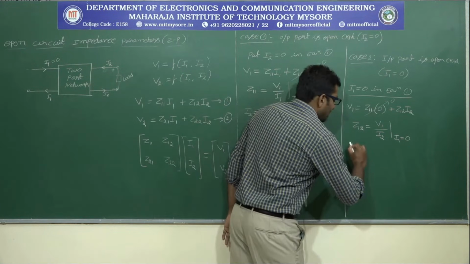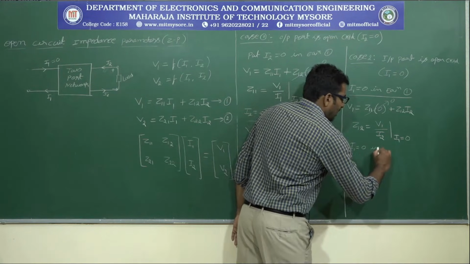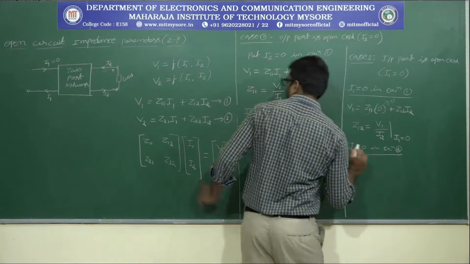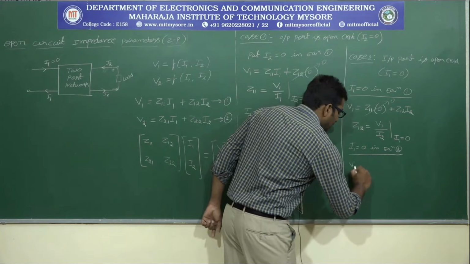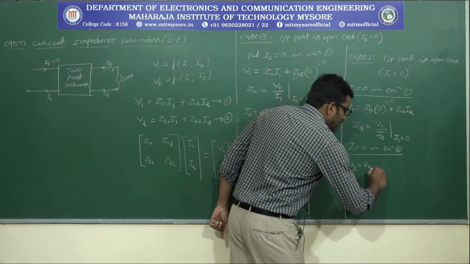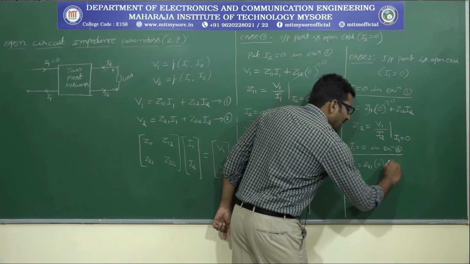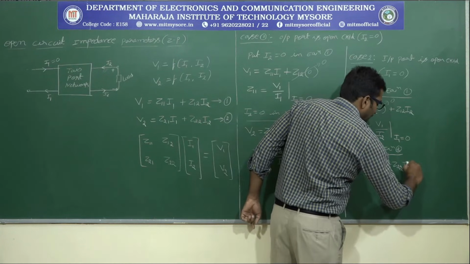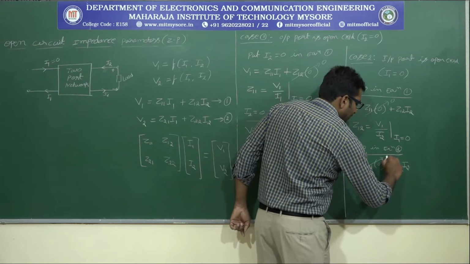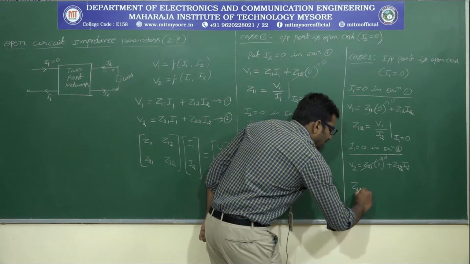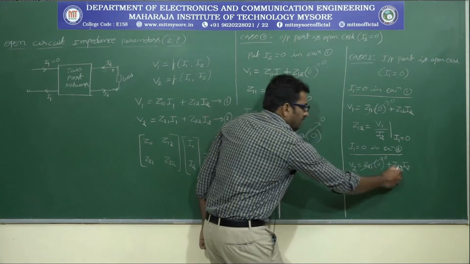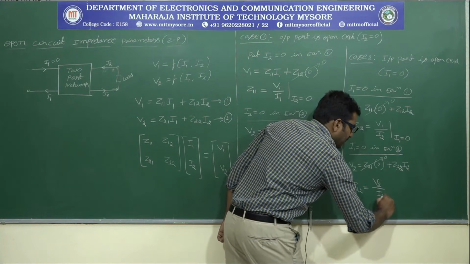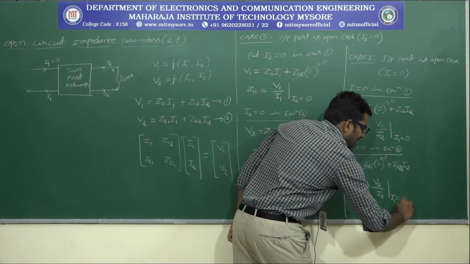Similarly, just consider I1 is equal to 0 in equation 2. What is the equation 2? V2 is equal to Z21 into I1, which means 0, plus Z22 into I2. Again this term becomes 0. So what is Z22? Z22 is equal to V2 by I2 at I1 is equal to 0.